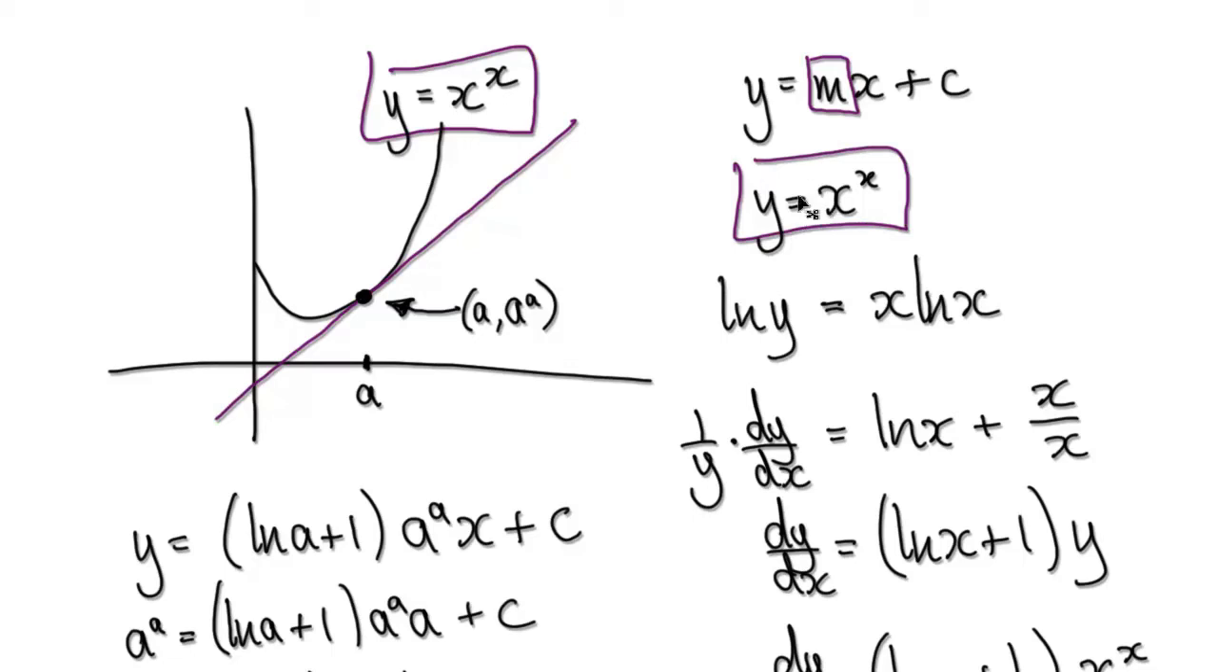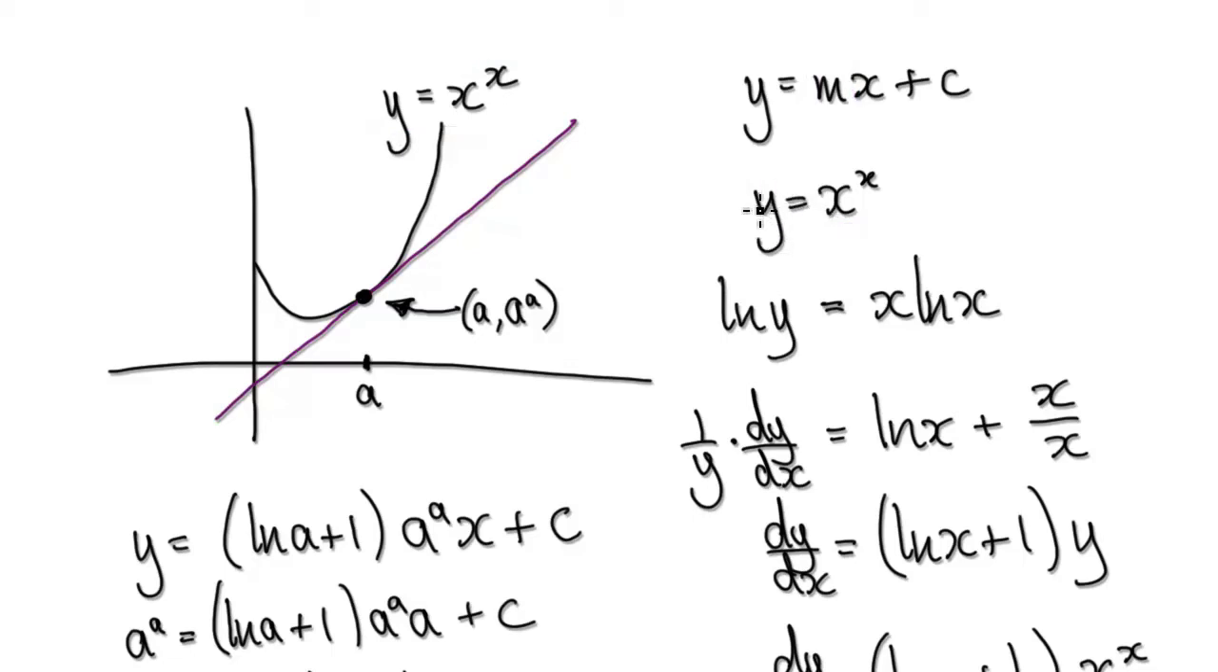To differentiate this, take the natural log of both sides. Natural log this side, natural log of this side. When you natural log this side, this x is able to come down, and then you have your natural log of x. That will then give you this.